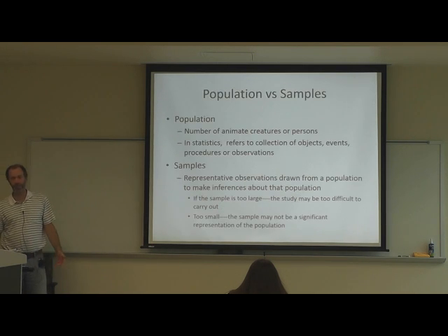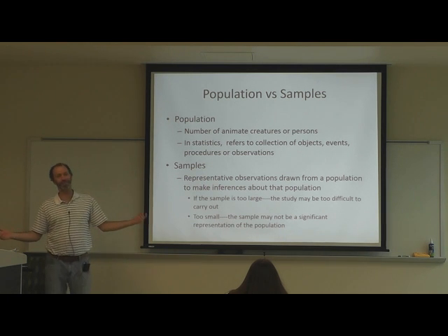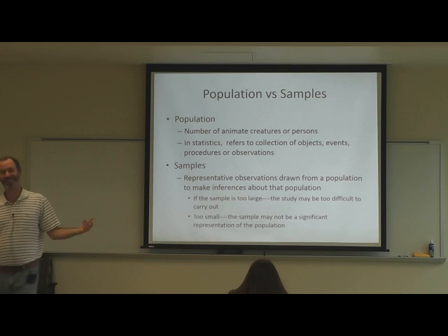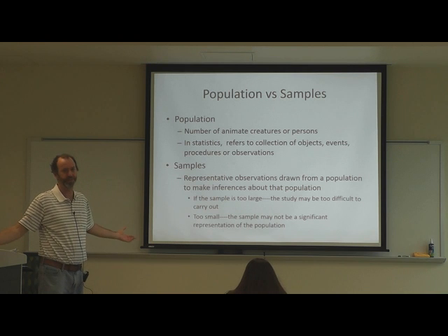Can anybody tell me what's the difference? So, populations versus samples, right? A population is every person or everything that's in that group. It's not a sample, it's the whole group, right?